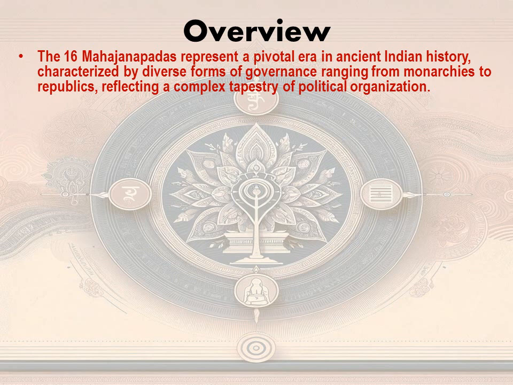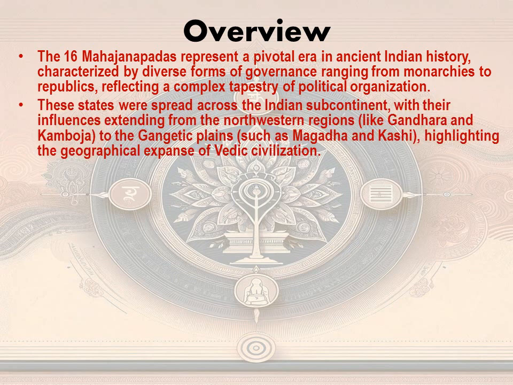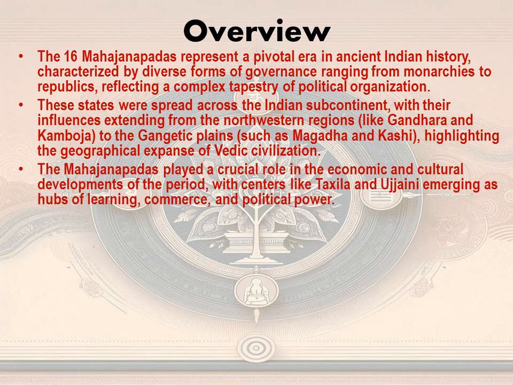Now we will go through an overview of the entire presentation. The 16 Mahajanapads represent a pivotal era in ancient Indian history characterized by diverse forms of governance ranging from monarchies to republics, reflecting a complex tapestry of political organization. These states were spread across the Indian subcontinent with their influences extending from northwestern regions like Gandhara and Kamboja to Gangetic plains such as Magadha and Kashi, highlighting the geographical expanse of the Vedic civilization.